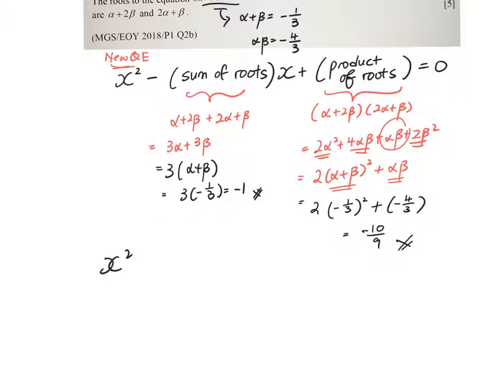So with that, the new equation is just x squared. Remember, you have found the new sum of roots, that is minus 1, and the new product of roots, which is minus 10 over 9. So the equation is x squared minus negative 1 of x, minus 10 over 9 equals 0. Sorry, it should not be minus, it should be plus. Remember the sum of roots is minus 1, so it's minus minus, so this one should be a plus. So this is for this question.